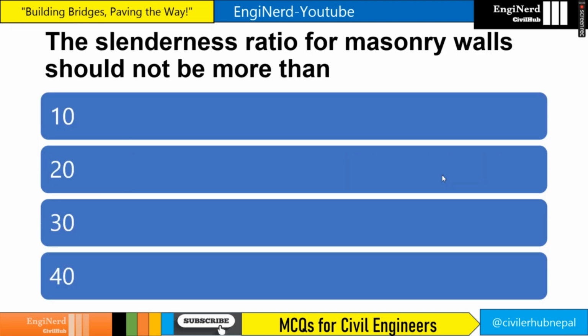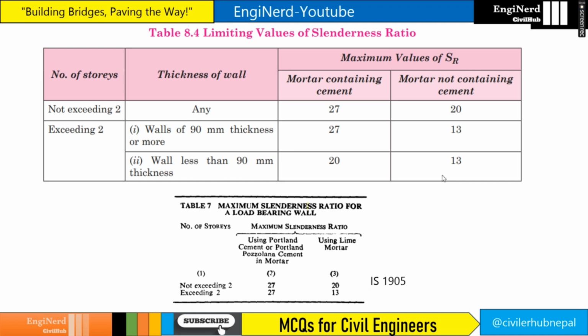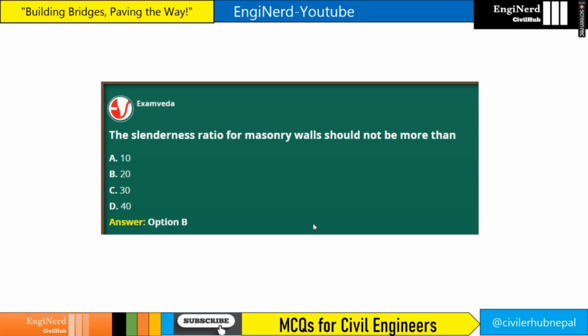The slenderness ratio for masonry walls should not be more than what? If you see here in this building construction book, you can see 20, 27 and 30 etc., depending upon the number of storeys and thickness of wall, right? Also in IS 1905, it is given for load bearing walls as 27, 20 and 13. And in the case of the website, it is given as 20.